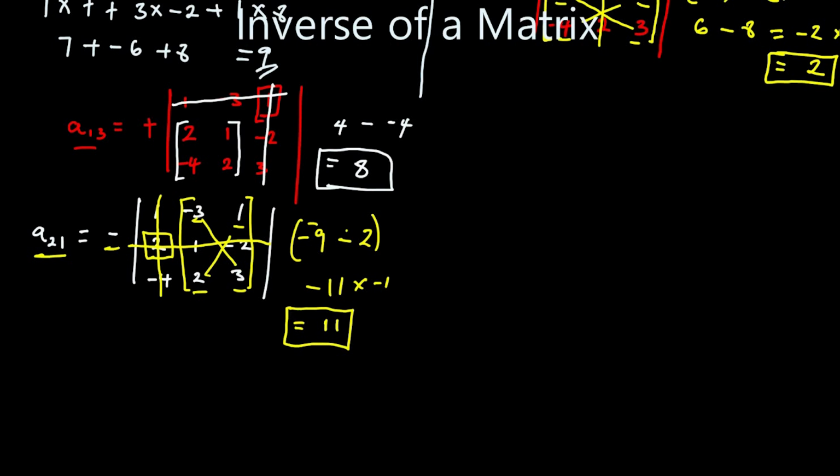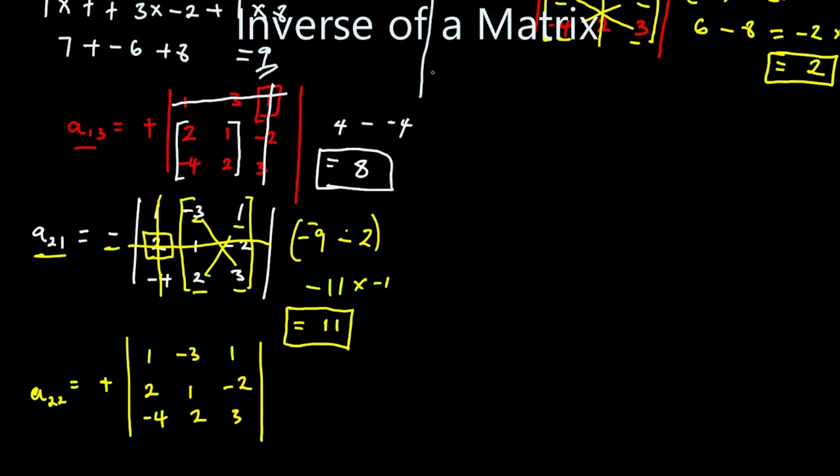Now, moving forward, we have the element in A22. We bring our sign. Our sign for A22 is going to be a positive. So we have a plus. Then our matrix, which is 1, minus 3, 1, 2, 1, minus 2, and minus 4, 2, 3.